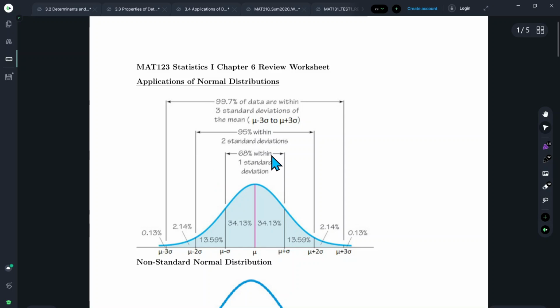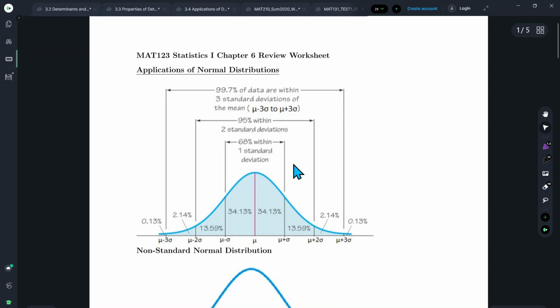We've already seen with the empirical rule that exactly one standard deviation to the left and to the right is 68%. Exactly two standard deviations to the left and to the right is 95%. And exactly three standard deviations to the left and to the right is 99.7%. However, we want to calculate values and probabilities for any position, for any x value. And that's what we're going to discuss here.